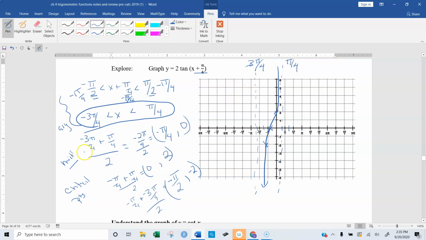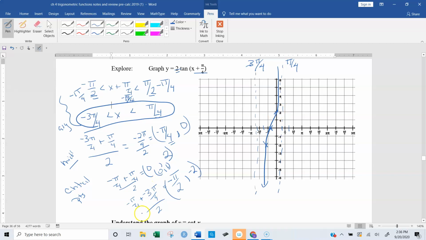Now you find the middle of those two, so you add and divide by 2. You got negative pi over 4. That's your 0, so you put negative pi over 4 and mark your 0. Now you find the middle between negative pi over 4 and your asymptote, so you add those together. Negative pi over 4 plus pi over 4 is 0. So we know this is normally 0, 1, but we're multiplying by 2 because of our stretch, so we go up to 2 at 0.